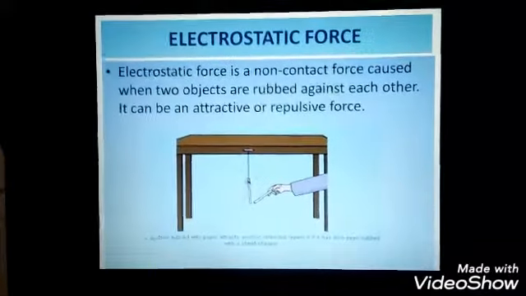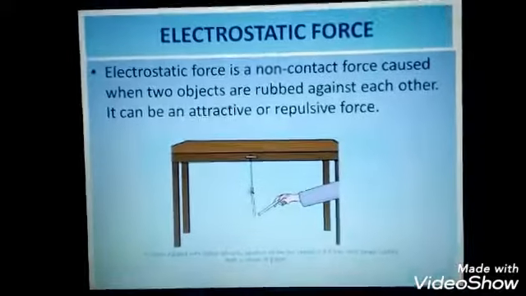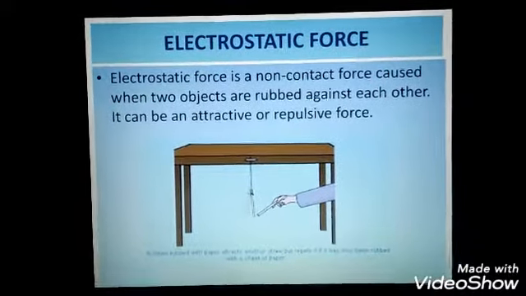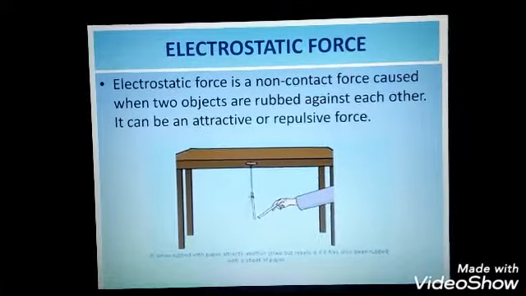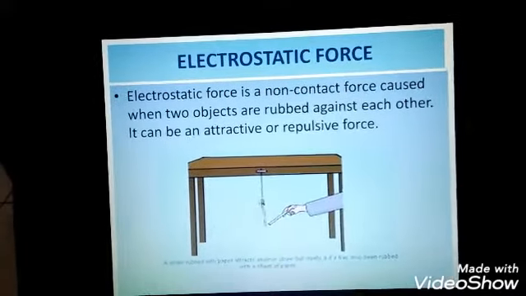Now you must have played with your plastic ruler. What do you do? You rub the plastic ruler on your dry hair, and then when it becomes charged, what do you do? You attract small pieces of paper with it. Even though you don't touch the scale to the pieces of paper, they rise. There is an attraction between the pieces of paper and the scale.